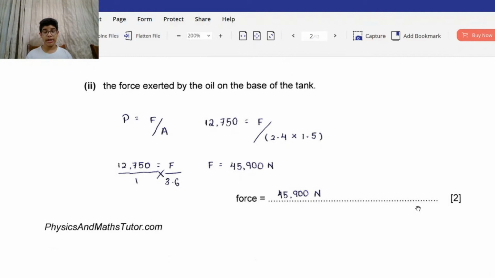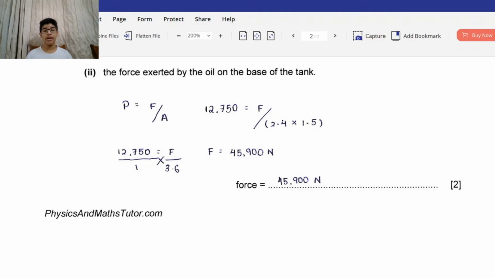Multiplying them together gives us 3.6. So 12,750 is the force divided by 3.6. Cross multiply and we get the force is 45,900 newtons.